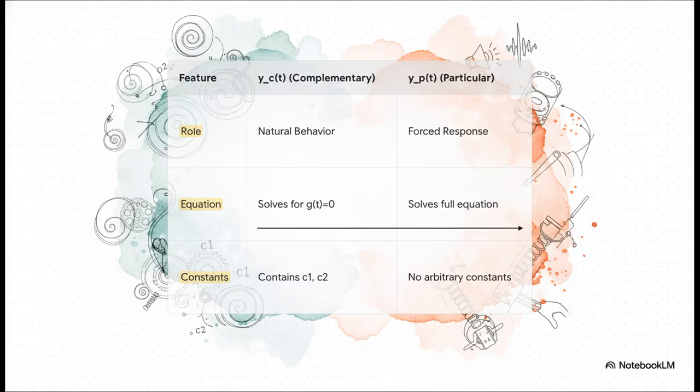Then, on the right, you've got y sub p, the particular solution. This is the system's specific, dedicated response to that external force. And here's the crucial difference. It has absolutely no arbitrary constants. It's just one specific function that gets the job done.